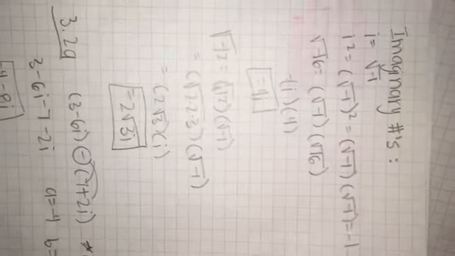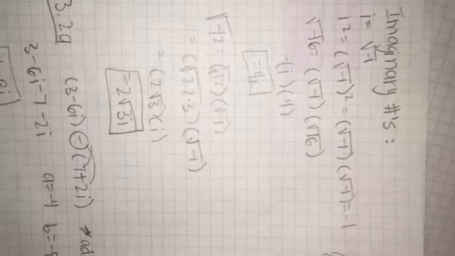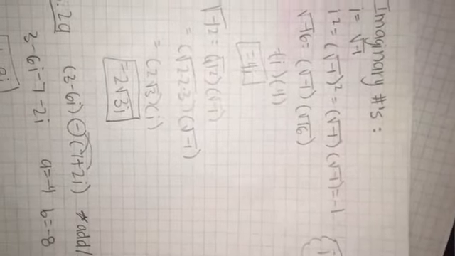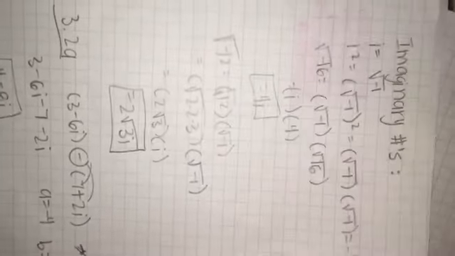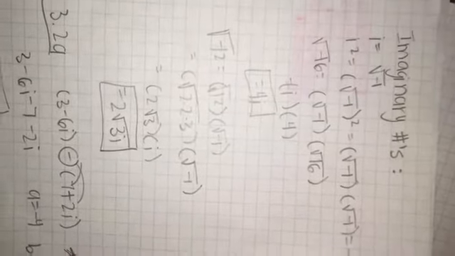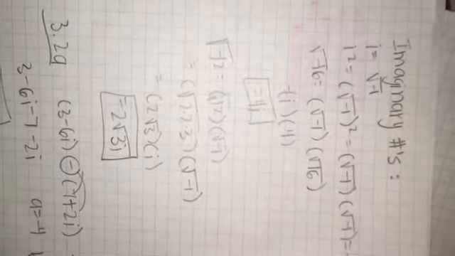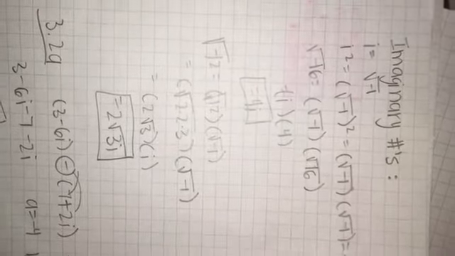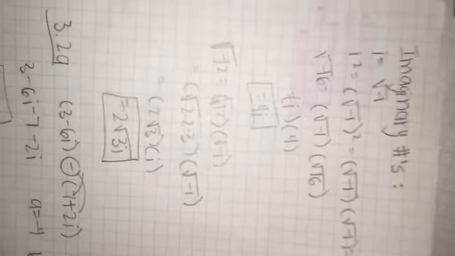Imaginary numbers. i equals the square root of negative 1. So i squared equals the square root of negative 1 squared, and that equals the square root of negative 1 times the square root of negative 1, and that equals negative 1. So the square root of negative 16 equals the square root of negative 1 times the square root of 16, and that equals i times 4, which equals 4i.